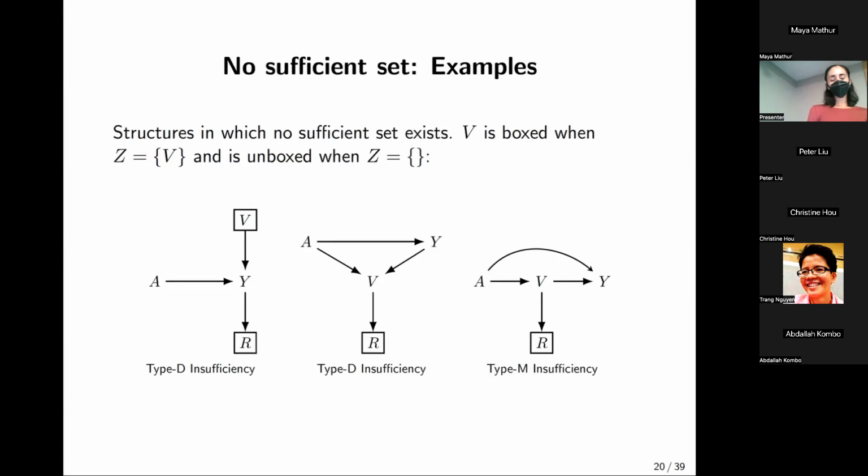So here are 3 examples where we don't have a sufficient adjustment set. Here, again, I've boxed V, the set of common causes that are not affected by A, but it's not going to suffice in these examples. In the first 2, we've got a directed path from Y to R in both cases. And here we've got a mediator V, and R is affected by that mediator. So in these cases, we are not going to find any covariates whose adjustment will suffice.